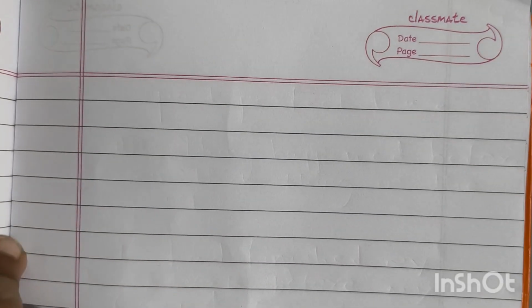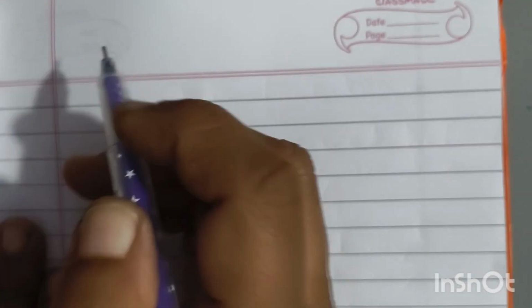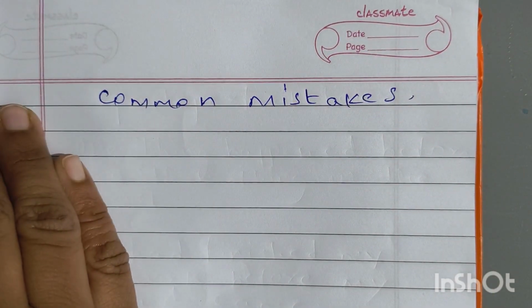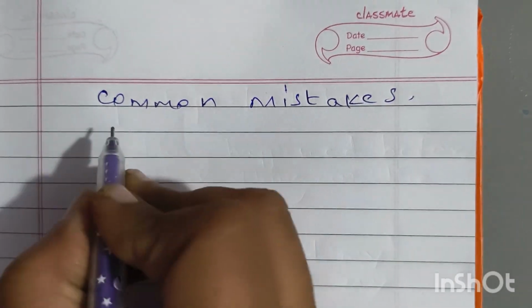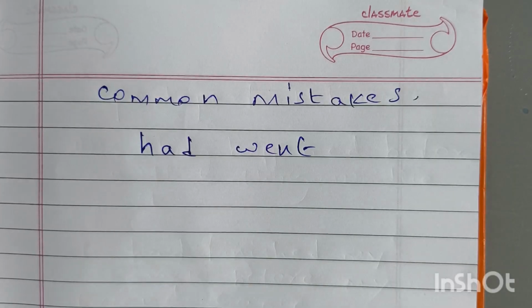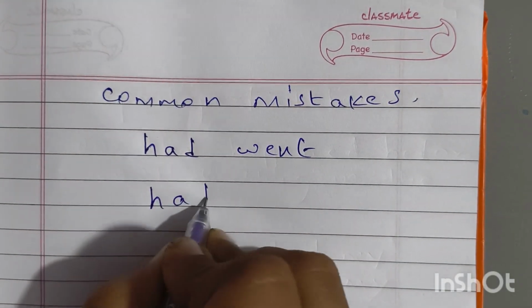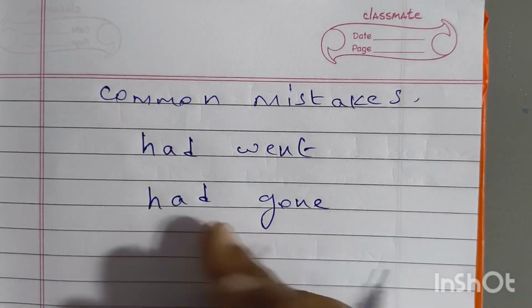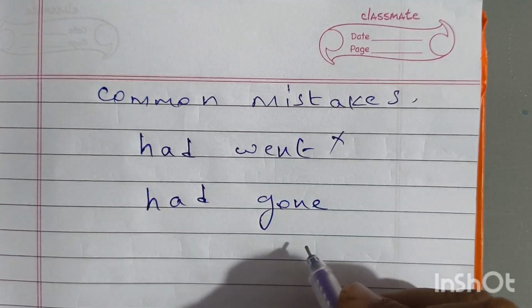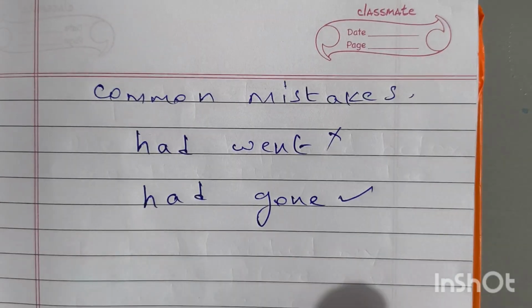Okay, now what common mistakes we'll see here. Common mistakes. This is very important, children. Okay, we should not say here had went. This is past perfect. So what we should say? Had gone, you should say. Okay, after using subject plus had, we should not use went. We should use had gone. Okay, the sentence is correct.